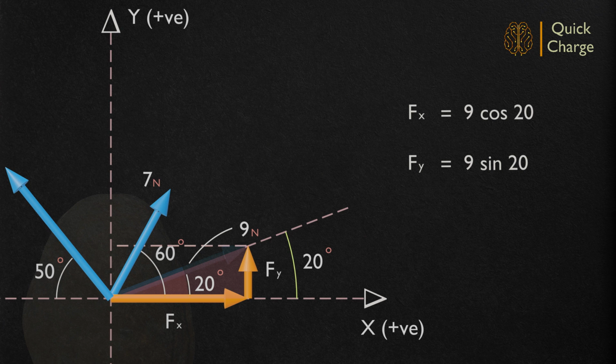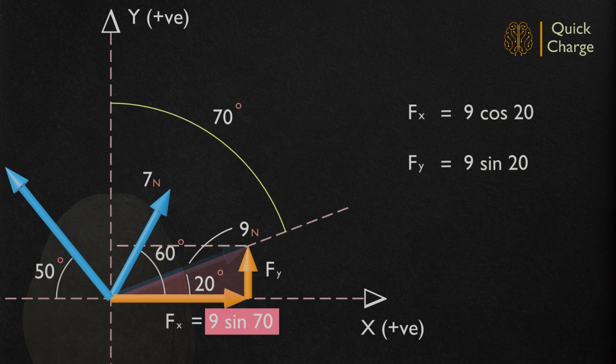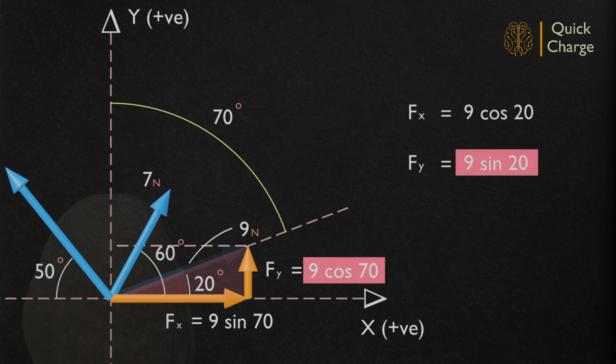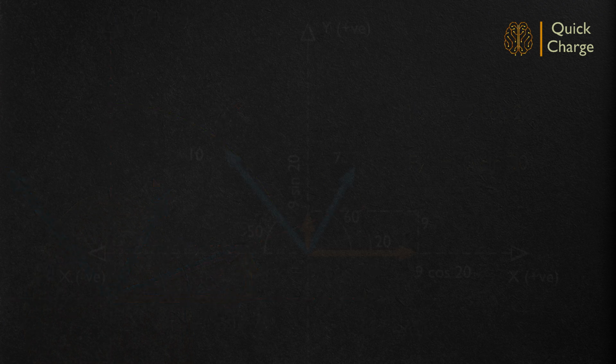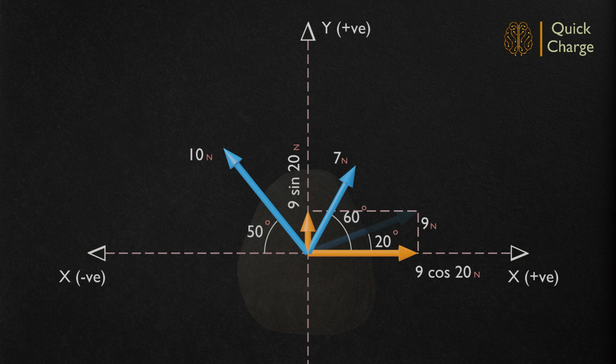It is to be noted that the results remain the same if we are considering the angle with respect to the vertical axis. The horizontal component will be 9 sin 70, which is same as 9 cos 20, and the vertical component will be 9 cos 70, same as 9 sin 20. It is suggested to utilize the angle with respect to the horizontal axis throughout the problem to avoid confusion. So, we have resolved 9 Newton into components along horizontal and vertical directions.